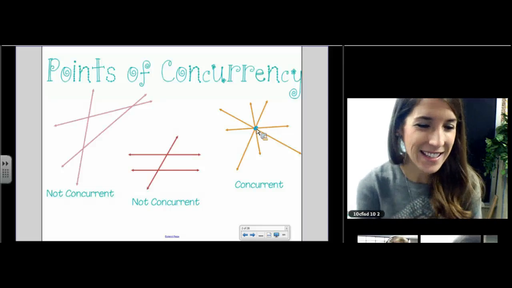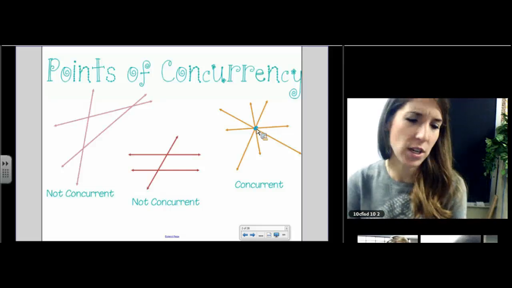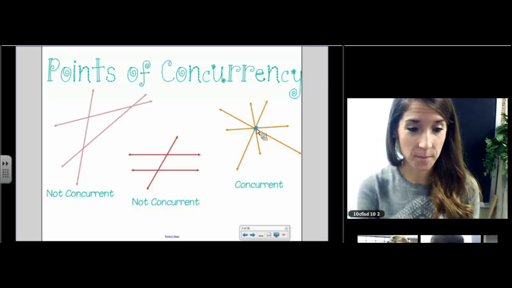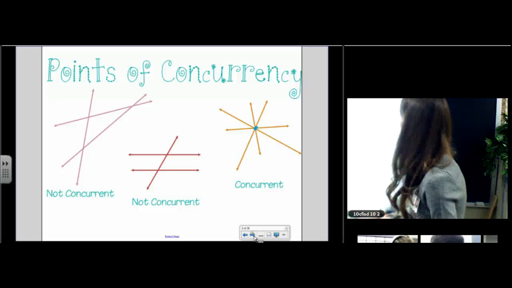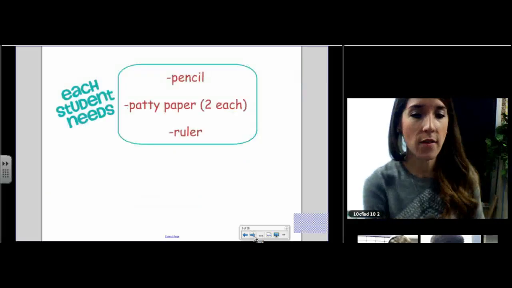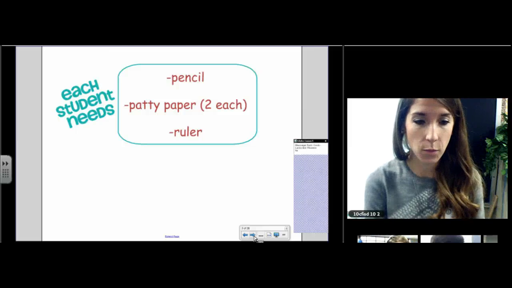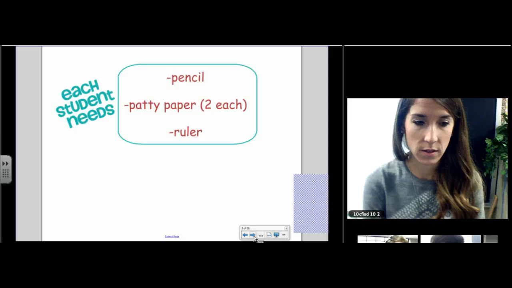Seems easy enough, yes. Didn't we do this? Yeah, I asked you a question about this a long time ago on a worksheet, but we're going to focus way more on it today. Okay. So what I need you to do is make sure you have a pencil, 2 sheets of patty paper, and a ruler.